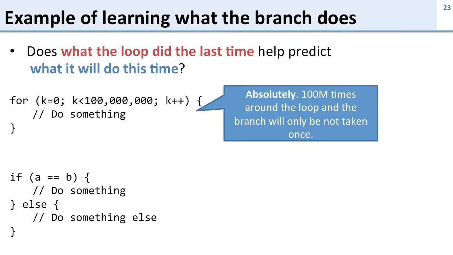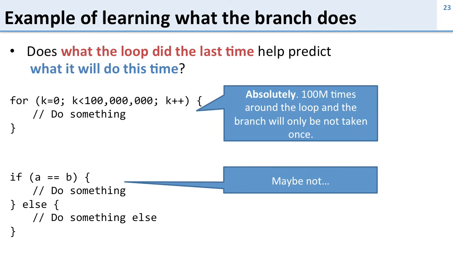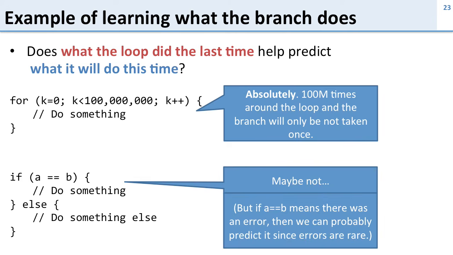How about code like this? If A equals B, we do something, otherwise we do something else. Well, this code is a lot less clear. You could easily have code where every other time A equals B and the other times it doesn't. So maybe what it did before doesn't help you at all. Or you can have code where A equals B checks if there's an error, and there's almost never an error, so most of the time you'd only go one way, and then you could predict it. So it's clear that this history-based behavior is very useful for some branches, but might not be so useful for others.